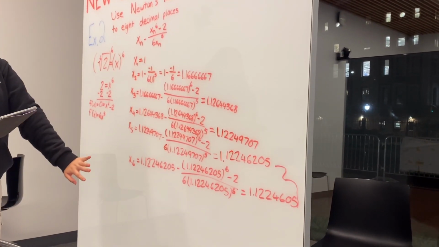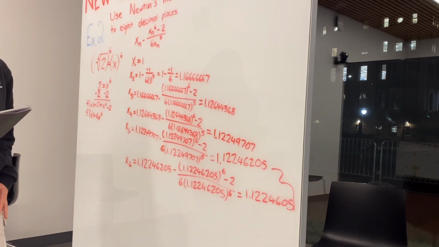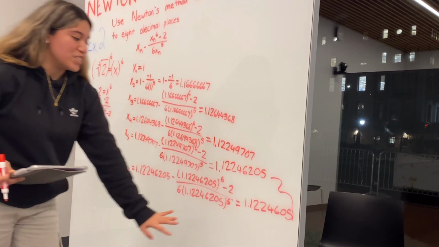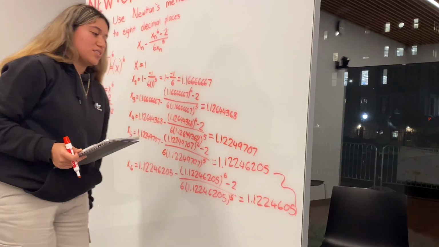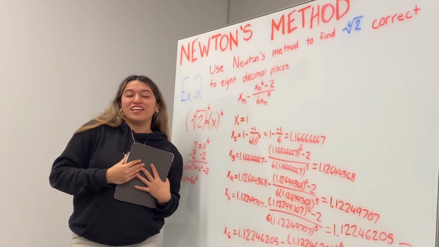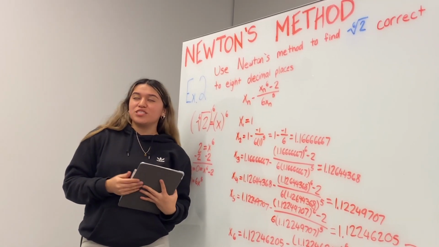So given Newton's method for this problem, we can conclude that the 6th root of 2 is 1.1224605.